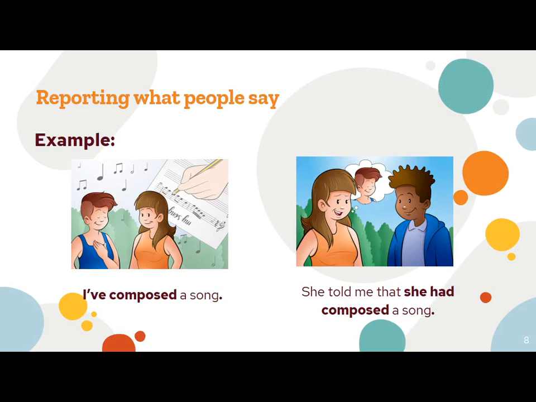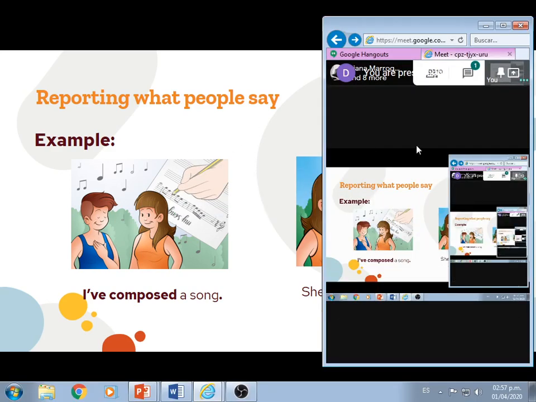Take a look at what she says. In the case of the woman in blue in the first picture, "I've composed a song." So that is what she expressed. But now let's continue into what the lady in orange says to the guy in the blue sweater. She says, "She told me," referring to the woman in blue, "she told me that she had composed a song."